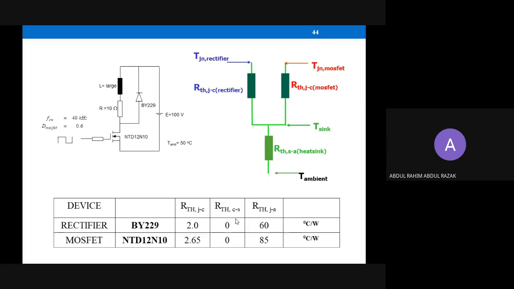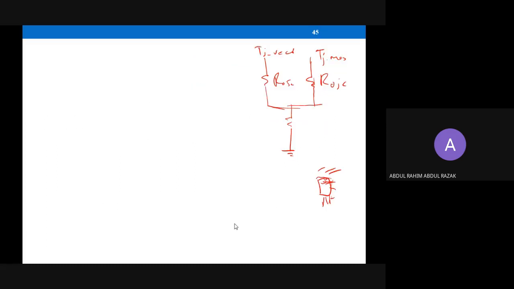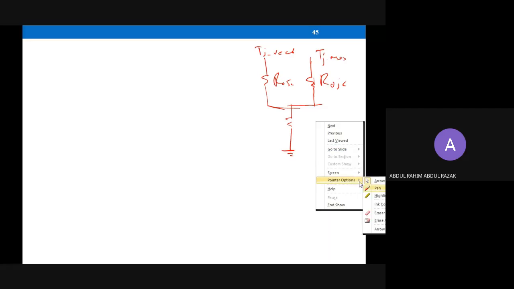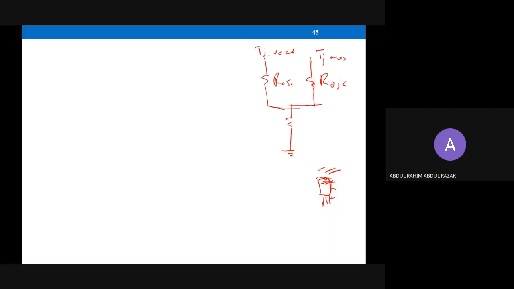RCS is 0, which means there is no resistance between your case and your heatsink. We are using SMD parts, and you can refer to your datasheet. So refer to the SMD parts. There is no element between your heatsink and your case, so it means that TC is equal to TS.